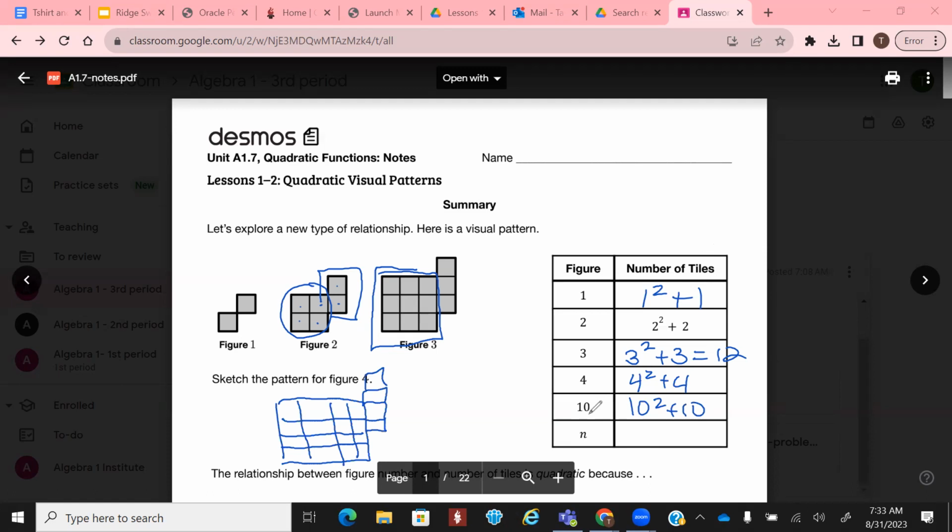So how would we go about writing this in terms of n? So instead of a number, we're going to put n. Okay. So that's going to give me n squared plus n. That's our pattern, right? And the number of tiles is called a quadratic because the number is squared. So we took 1 and squared it, 2 and squared it, 3 and squared it. That makes that a quadratic. So that 2 as the exponent makes it a quadratic.